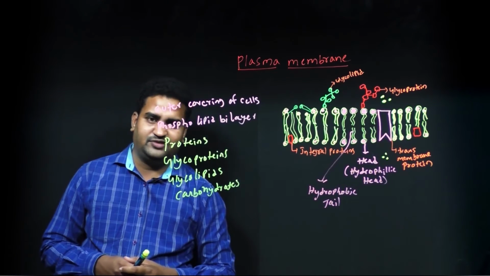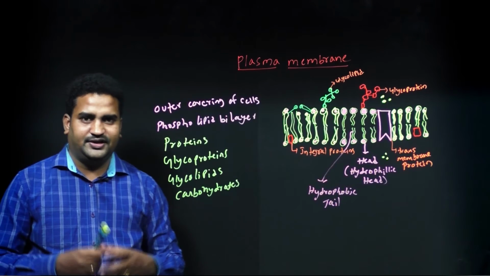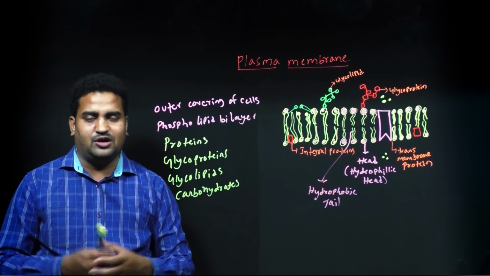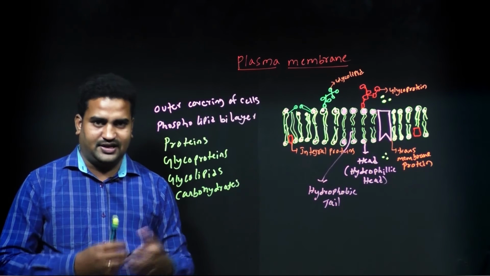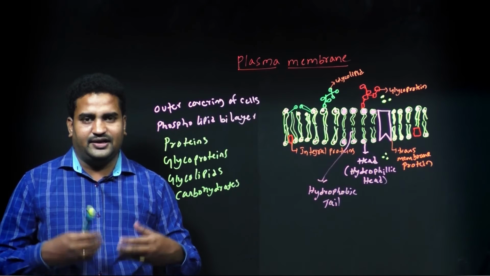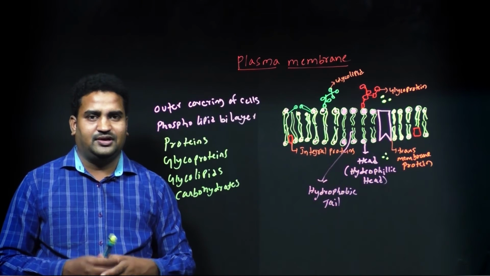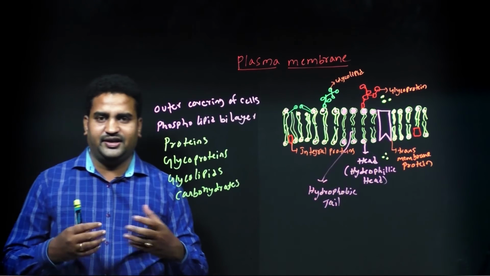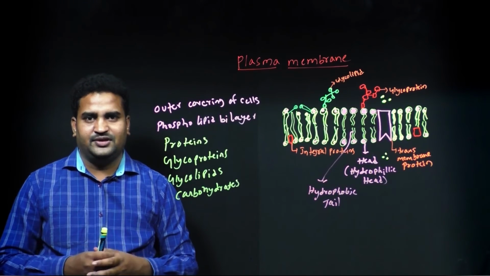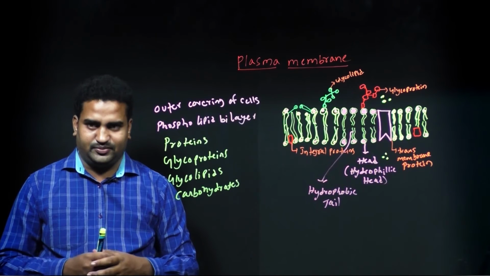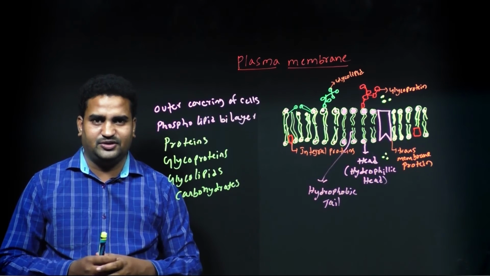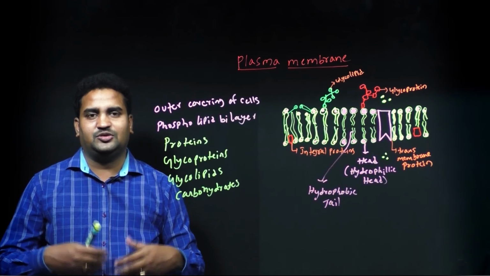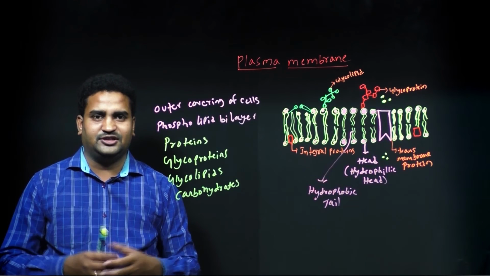The main function of the plasma membrane is that it is selectively permeable. That means it will allow some components to enter into the cell and it will not allow other components to enter into the cell. That's why it plays a very important role between the cell and the outside environment. It will maintain the balance between cell and outside environment by selectively allowing some components into it.